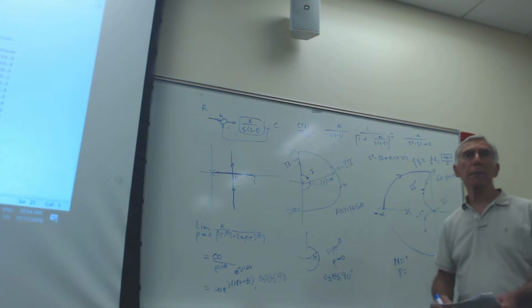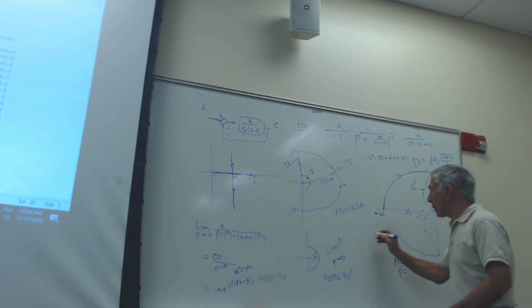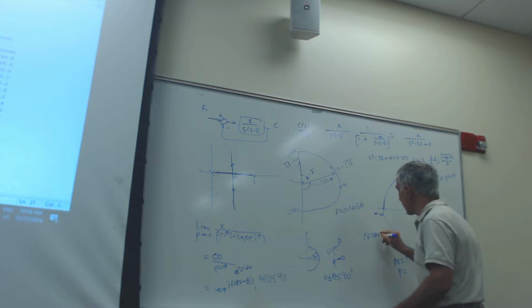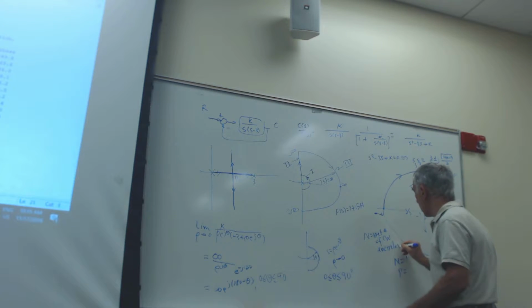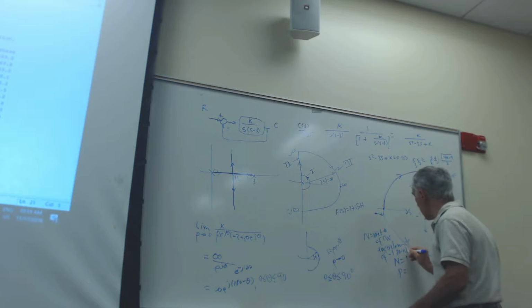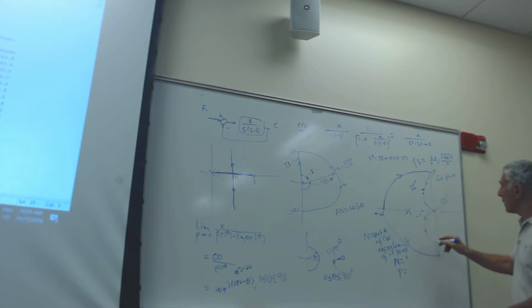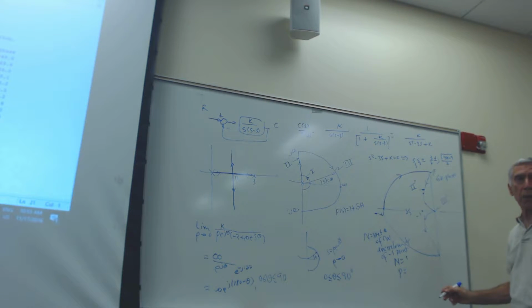And then how did you come up with n equals 1? N, remember, is the net number of clockwise encirclements of the -1 point. Okay, -1 is here. We have, what do we have? Am I right or wrong? It's clockwise, right? It is clockwise. So n is equal to +1.